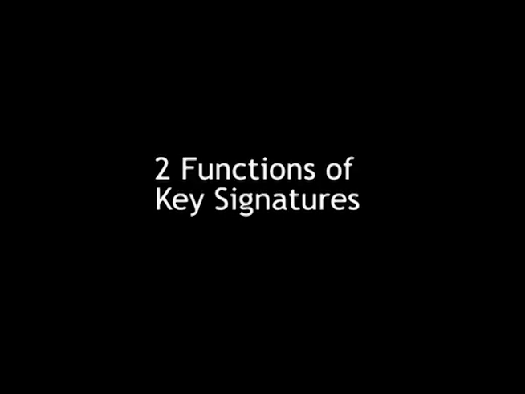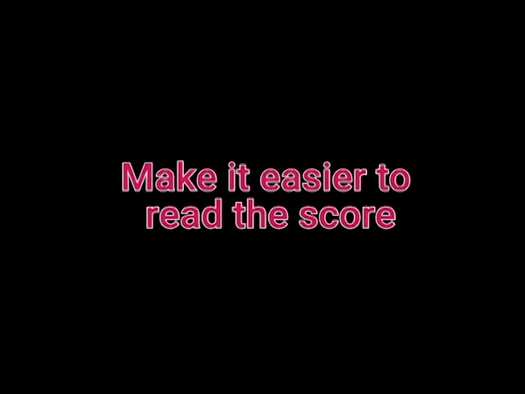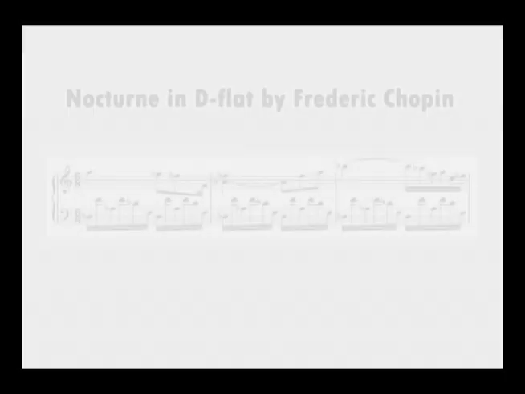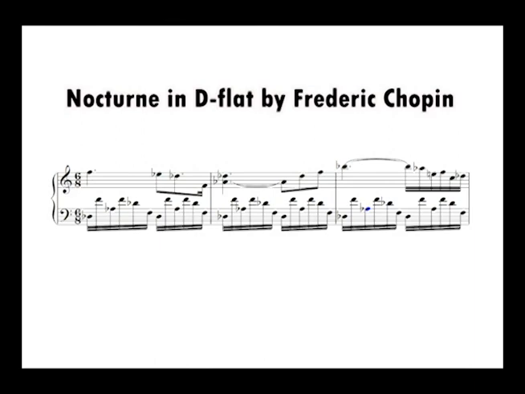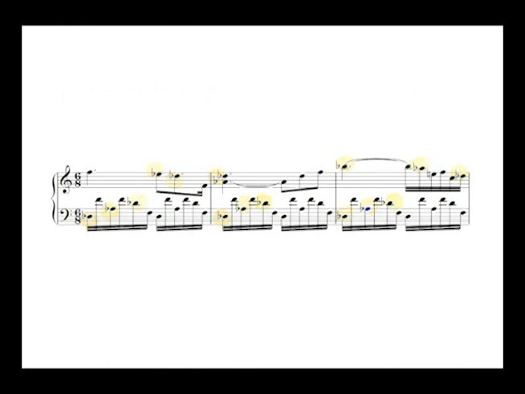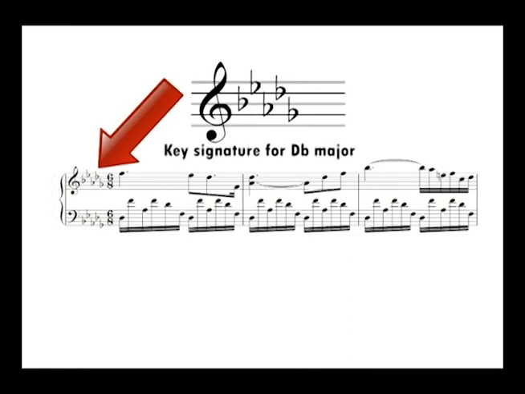There are two functions of key signatures. The first is to make it easier to read the score. Here's a famous nocturne in D-flat by Chopin. You can see that if we don't have a key signature, there are a lot of flats that clutter up the score and make it visually unappealing. But if we put the key signature of D-flat major in, we eliminate the need for all of those flats.